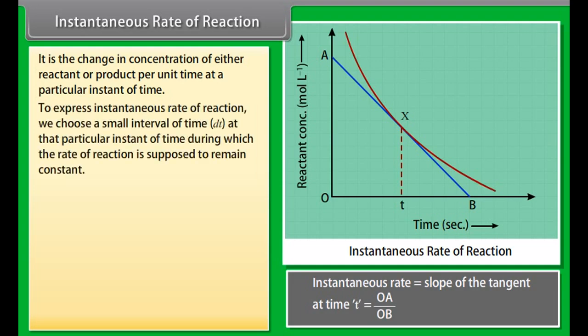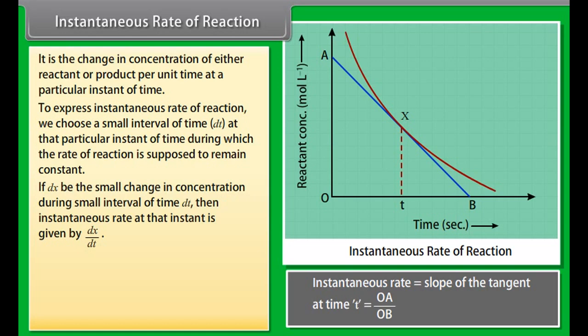To express instantaneous rate of reaction, we choose a small interval of time at that particular instant of time during which the rate of reaction is supposed to remain constant. If dx be the small change in concentration during small interval of time dt, then instantaneous rate at that instant is given by dx by dt. For a reaction in which A tends to B, instantaneous rate is equal to dB by dt.